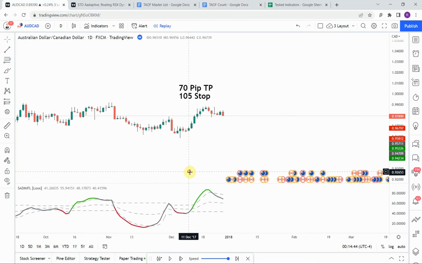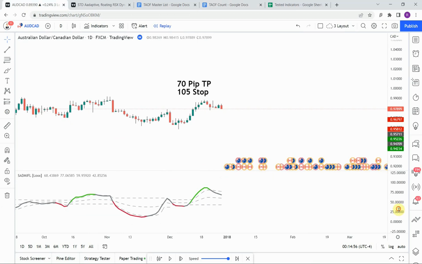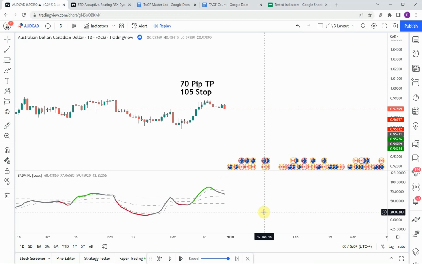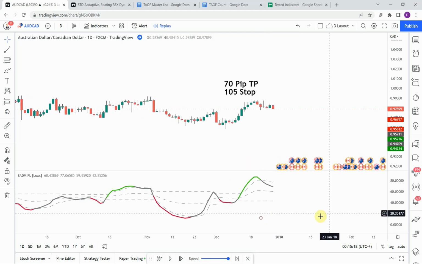Okay, so today's indicator is the STD Adaptive Floating RSX Dynamic Momentum Index. Man, quite the mouthful. The creator of this indicator is quite awesome at creating indicators, but they often have a very long title to them. But amazing creator. Definitely go check out the creator's page and the creator's indicators. Super cool stuff. Very interesting.